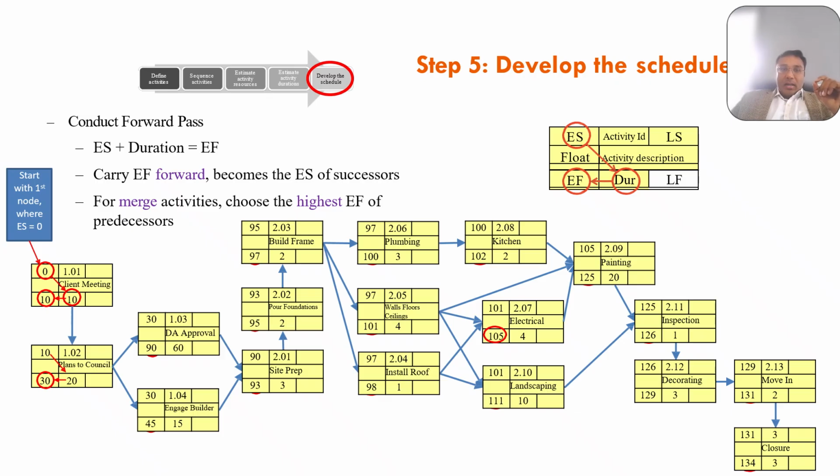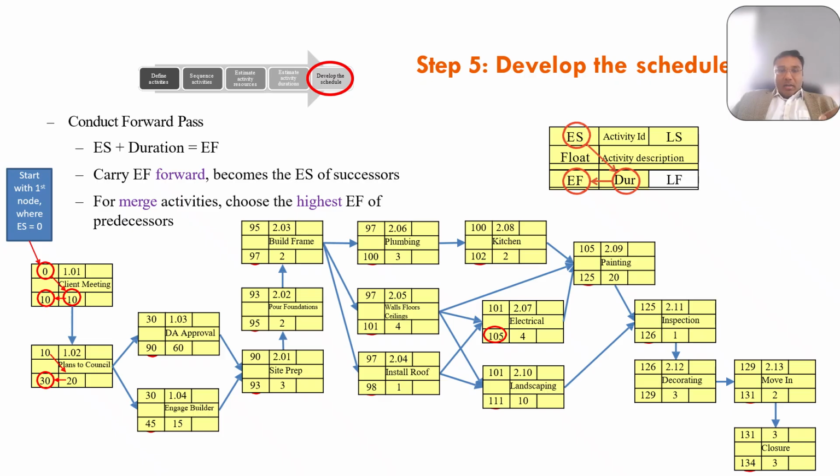Now carry the early finish of 10 forward to the next connecting node, which is plans to council. The immediate successor is plans to council, and in that case the early start equals the early finish of the predecessor, which is 10, and the duration of this activity is 20. So the early finish is 10 plus 20, which is 30. Now put that 30 into the early finish of that second activity, and that becomes forward to its successor.